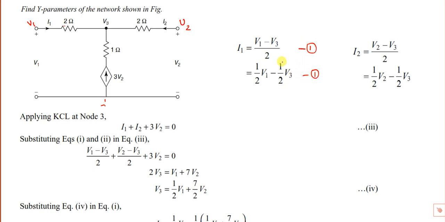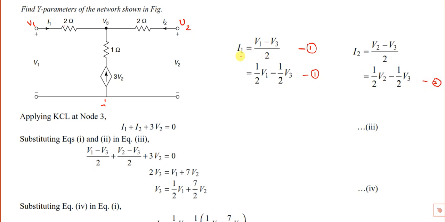Or you can write this as V1 by 2 minus V3 by 2, equation number 1. Similarly, the expression for I2: the current is flowing from this node V2 to V3. So the potential difference is V2 minus V3, divided by 2. I2 is (V2 minus V3) by 2. This is equation number 2.